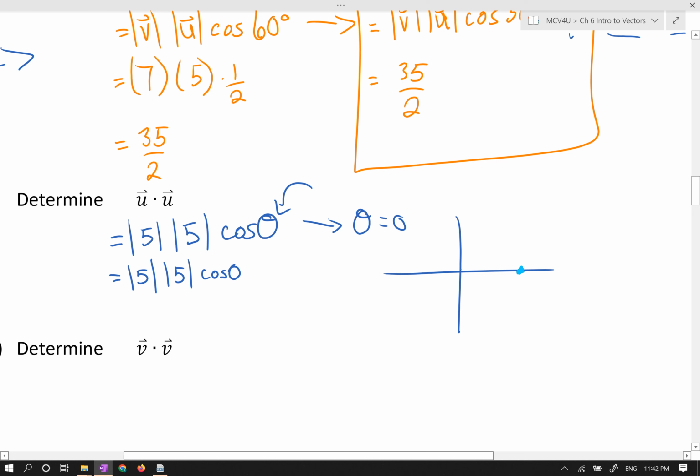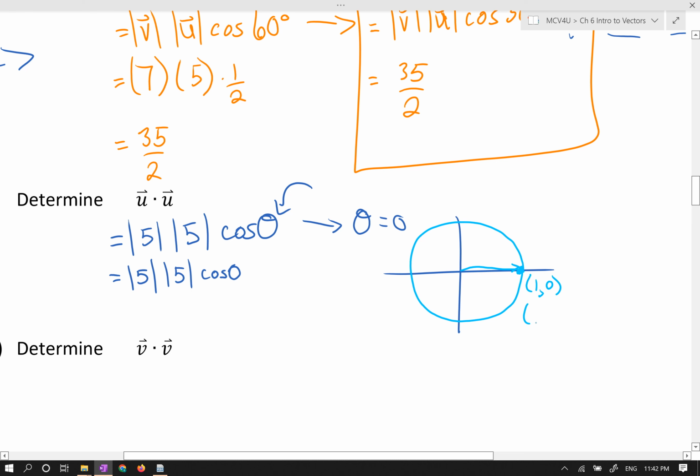We know that if we set a terminal arm right here, with a unit circle, we would have the coordinates. Ooh, that's not a very good unit circle, I apologize. We would have a unit circle something like this. The coordinates I'd be working with would be 1, 0.